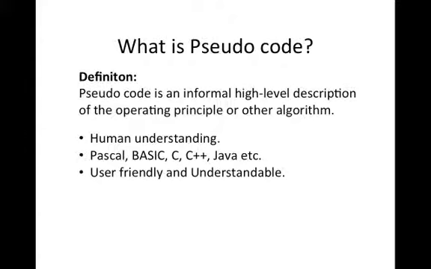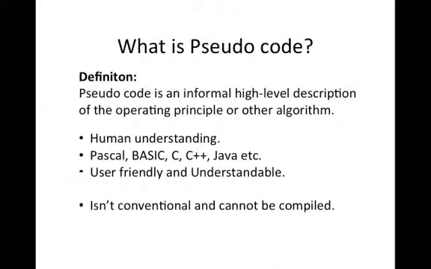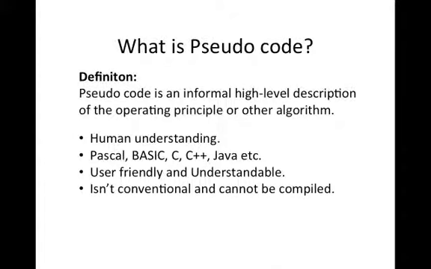Pseudocode can be used in all computer languages, for example, Pascal, Basic, C, C++, Java, etc. It allows code written in these languages to be more user-friendly and understandable to programmers who aren't familiar with the syntaxes used in that language criteria. Pseudocode isn't conventional and is only used for understanding code.